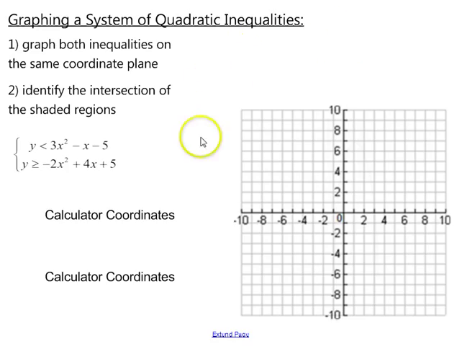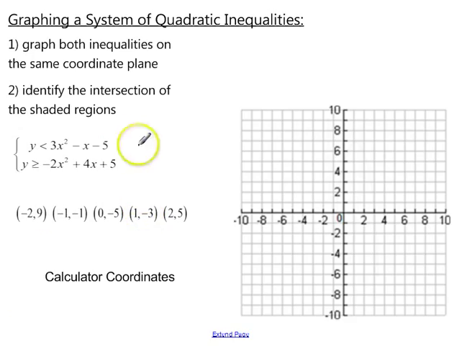So the first thing we want to do is enter the first quadratic into the calculator and use the table to find the coordinates. These are the coordinates you should get, and then we want to plot them. I'm going to plot using red for this one. So we have (-2, 9), (-1, -1), (0, -5), (1, -3), and (2, 5).